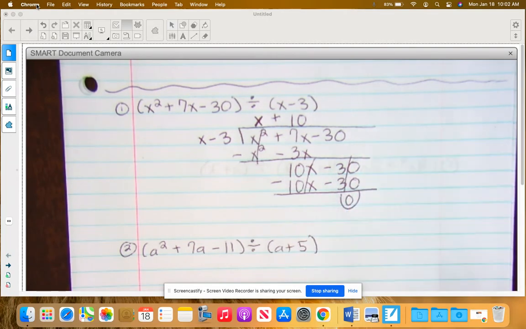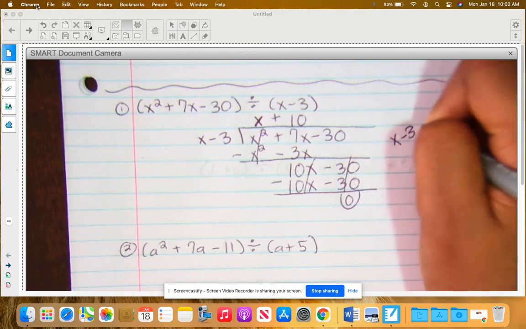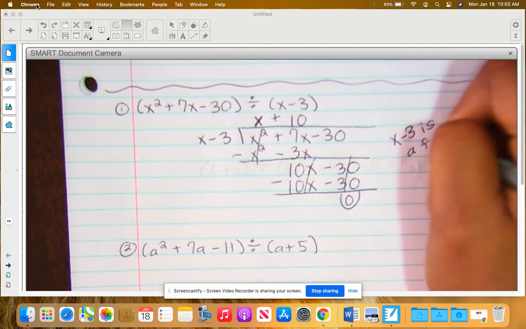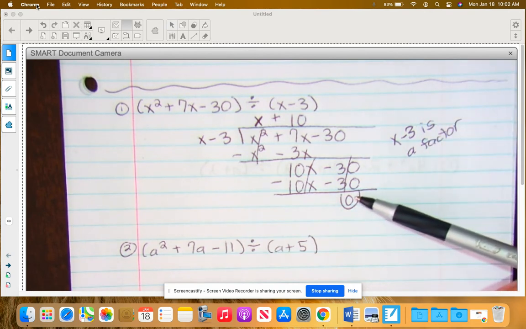It gives us 0. So this tells us a number of things. It tells us first that x minus 3 is a factor. And I know that because I got a remainder of 0. There is no remainder. There's nothing left over. So it tells me x minus 3 is a factor.